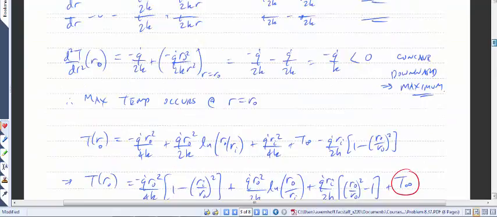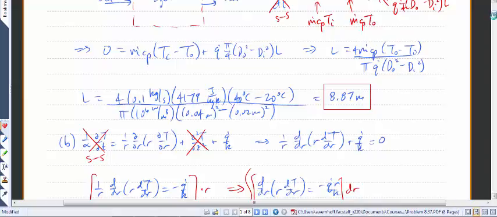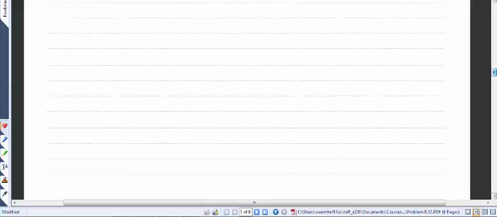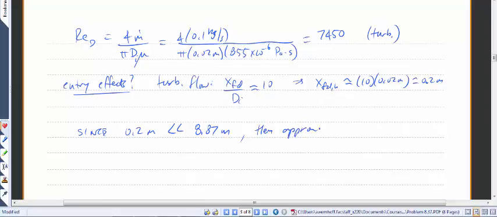But we already know from part A, as we go up, that the pipe length is 8.87 meters. So since 0.2 meters is much smaller than what we calculated to be 8.87 meters, then we can approximate as fully developed flow throughout the pipe. This makes things a lot easier for us.